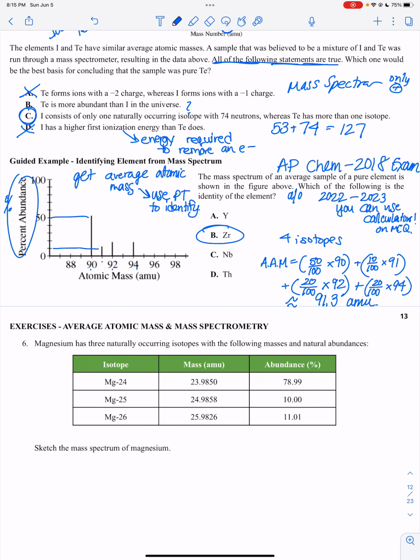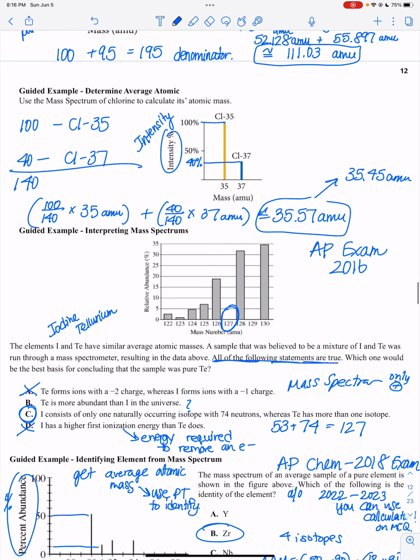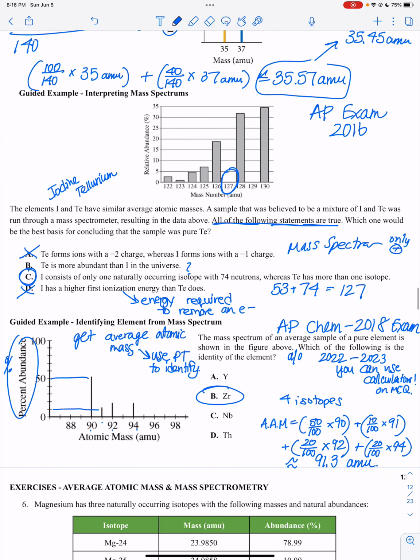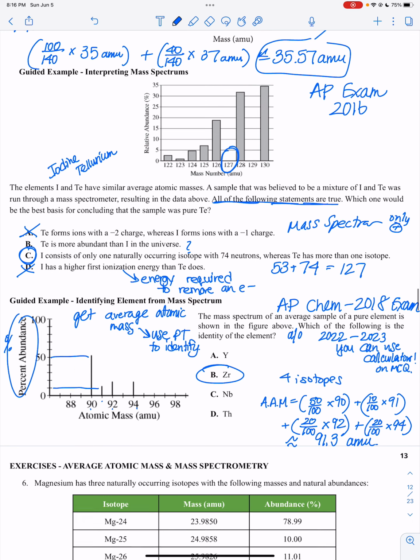All right, that was a long lecture here, but very important calculations. Know how to calculate average atomic mass using the percentage or fraction abundance times the mass. Know how to read a mass spectra, the number of peaks is the number of isotopes, and then be able to answer questions about conceptual ideas about mass spectra and identifying elements. You could identify an element by its mass in the periodic table.